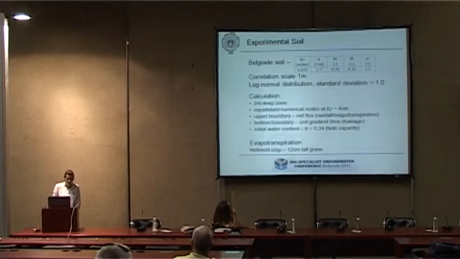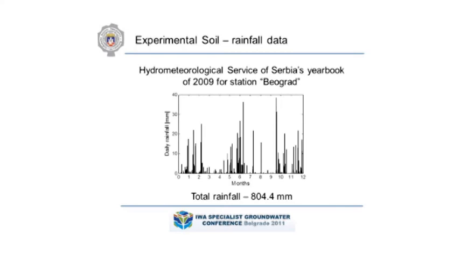Now for the calculation, we calculate the infiltration at the depth of 2 meters. We use equidistant nodes. At the upper boundary, there is the net flux, that is the rainfall minus the evapotranspiration. At the bottom boundary, we put the free drainage, and the initial water content is the field capacity. The rainfall data we took for the year 2009 for the station of Belgrade. It was just a normal year without any particular extremes. The total rainfall for the year is 804.4 millimeters.